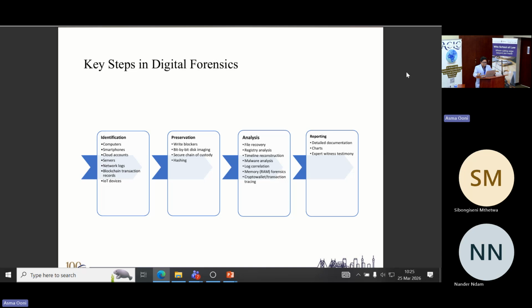So these are some of the parts, and then you have to maintain a secure chain of custody. You have to give a very reasonable, logical reason that everything is preserved in a scientific and lawful manner. Because if it is not done, then it is not admissible to the court, and due to this, many times people fail.